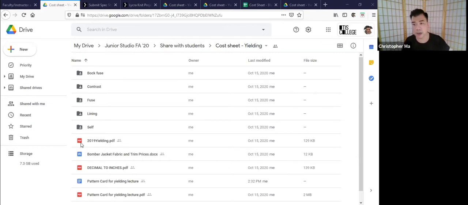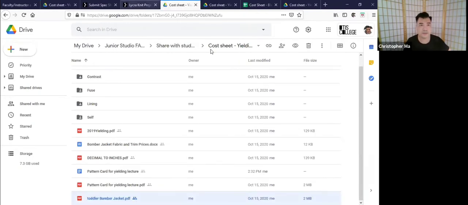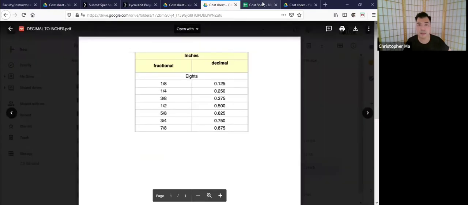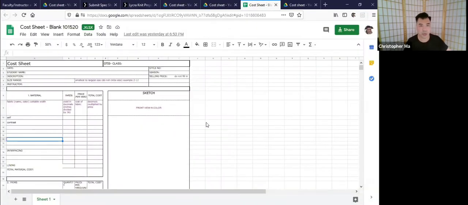Okay, don't get intimidated, because this is just the information we give you. We're almost giving you everything. So this is actually very good. So first thing I'm gonna show you is what the cost sheet looks like. Let me see if I can find that. Not this one. Okay, so this is what the cost sheet looks like.